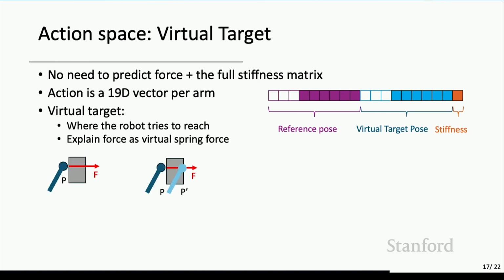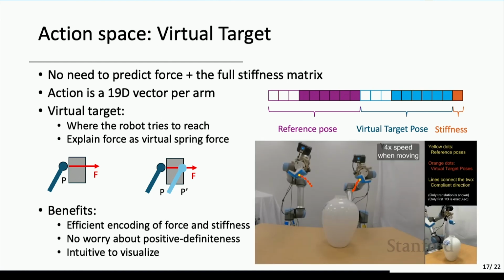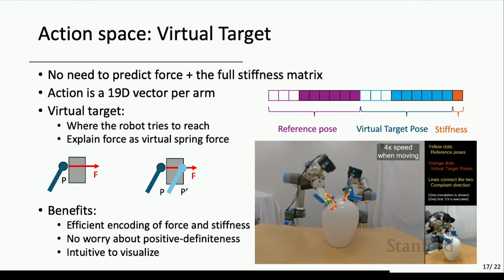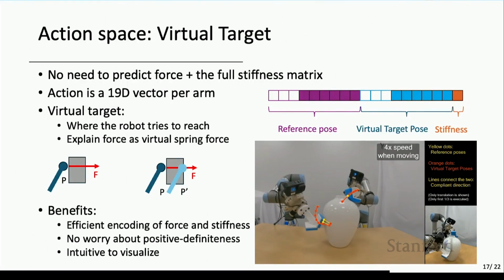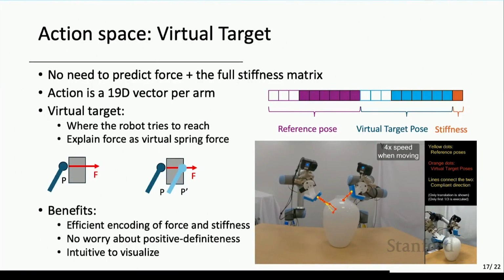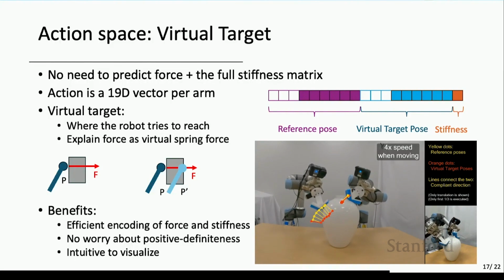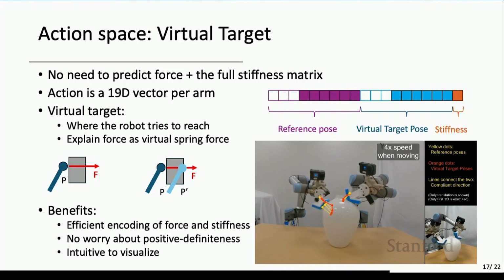Okay. So let me give you some examples. This formulation actually makes it very intuitive to realize and to debug your policy. So in this figure, the yellow dots are the reference pose, the orange dots are the virtual target. When these two are different, their difference shows where the robot is attempting to apply force.